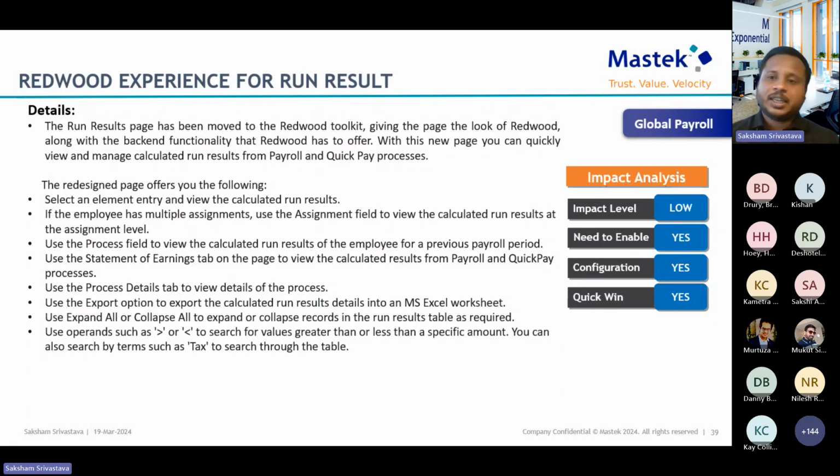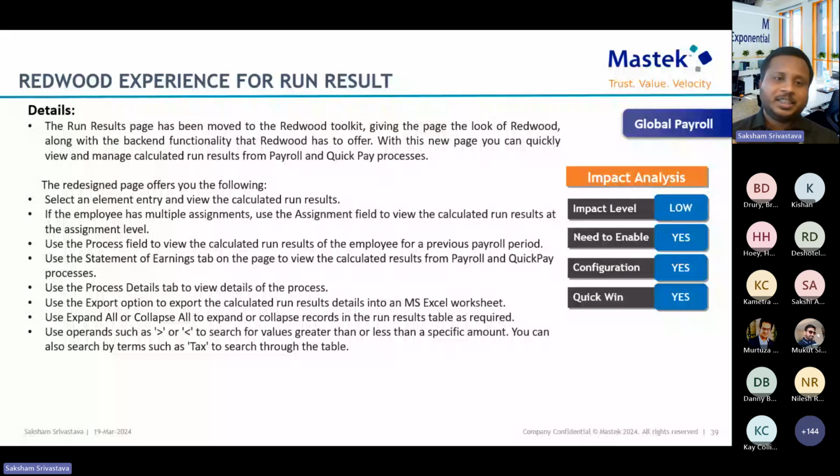The next slide we are going to look at is the Redwood experience for run results. Again, the run results page has been moved to the Redwood UI. It's more of an admin kind of page. For example, if you have been a payroll admin for a company, you might have visited this page. With this page, you can easily and quickly manage the calculated run results, payroll, quick pay processes, and so forth. It's more intuitive, more user friendly, and more in line with today's requirements when it comes to what people want to see when they look at a user interface.